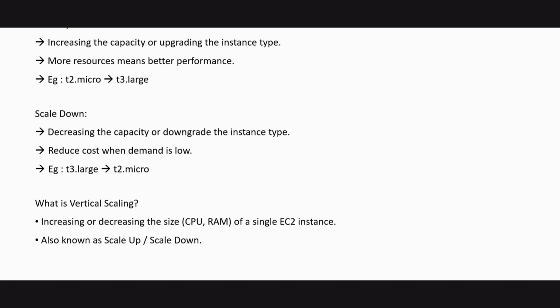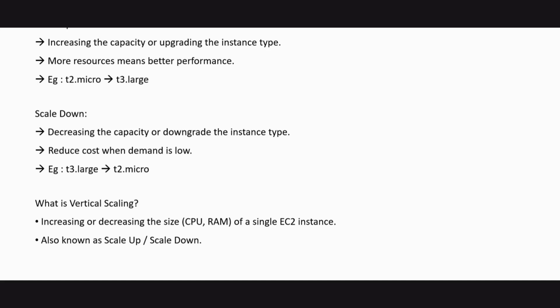Next, scale down. Scale down is nothing but decreasing the capacity or downgrading the instance type. At the start, I used the instance type T2 2x large, which has more virtual CPU, 30 GB more space and storage, more hardware configuration. Day to day, customers have decreased using my website. For only a few customers, I don't need a larger hardware configuration, so I need to decrease the capacity from T2 2x large to T2 micro. For that I use scale down, or scaling down.